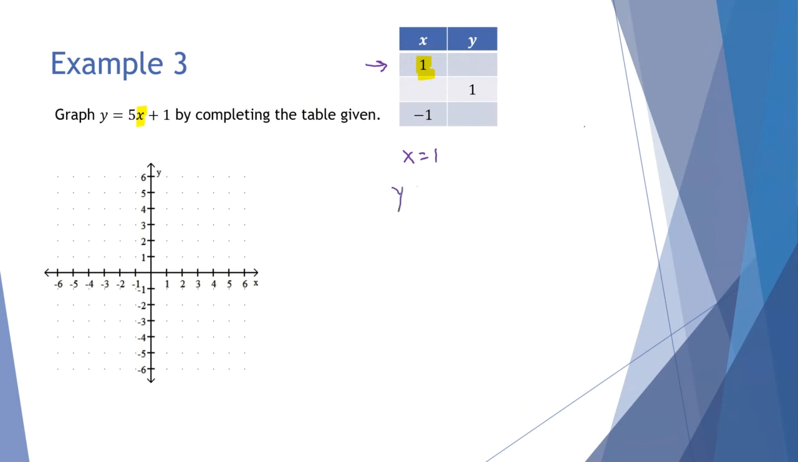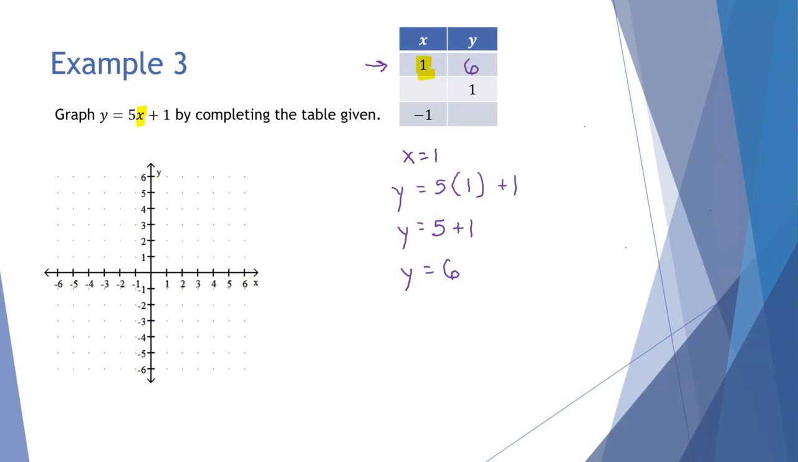So I have y equals 5x, and that's assumed multiplication. So that's going to be 5 times 1 plus 1. And so now we want to simplify. We're solving for y. We already have y on its own on the left, so we just need to do the math on the right. 5 times 1 is 5. So I get y equals 5 plus 1, which gives me y equals 6.